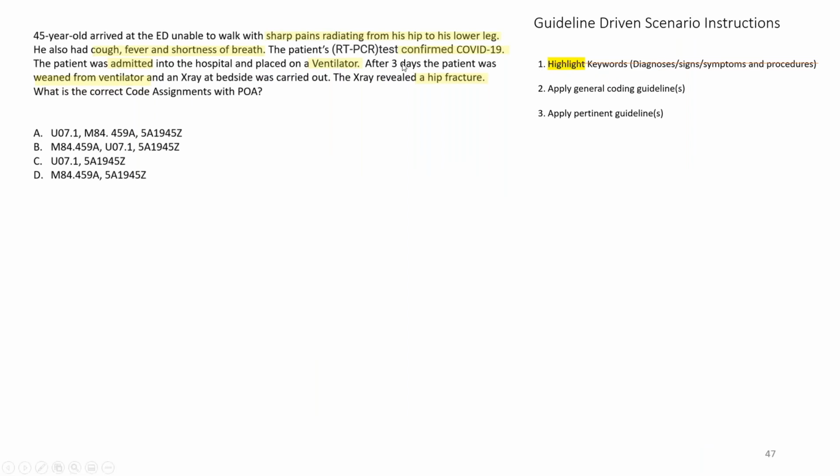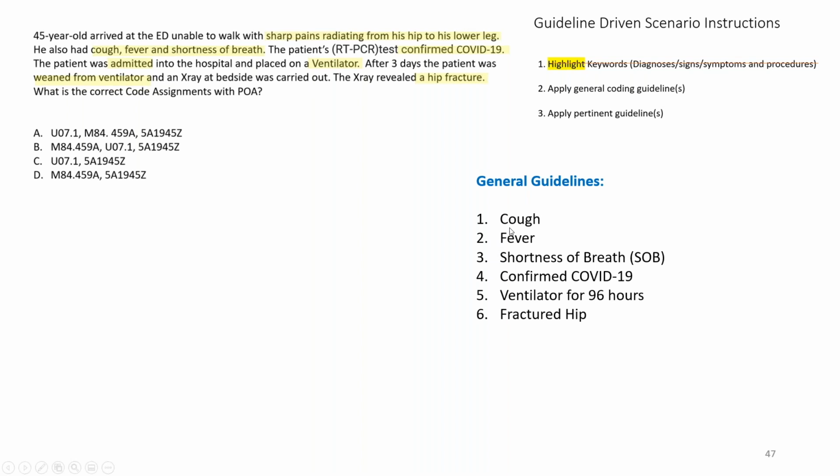Number two, let's go ahead and apply coding guidelines by documenting all of these signs and symptoms. We had sharp pains. I didn't write it here, sorry about that. But sharp pains radiating from the hip to the lower leg. Okay, let's say that's number one. Then we had cough, fever, shortness of breath. And we're going to get rid of all of them. Then we have confirmed COVID-19, ventilator for 96 hours, and fractured hip.